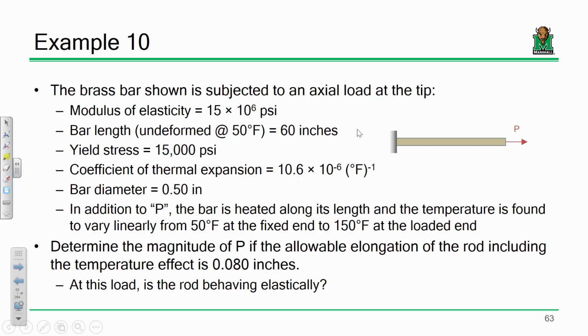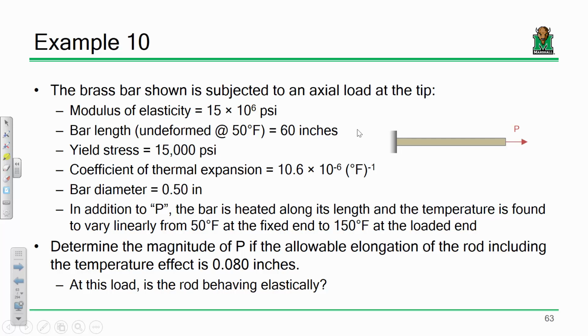Remember, anytime that you ever see a yield stress in a problem, you're usually going to be asked: is the structure performing adequately? What's the factor of safety? Or is it behaving elastically? And we'll look at that here in the end. We have a circular bar, a round bar of brass, and the bar diameter is 1/2 inch, okay? Now we have a load applied at the tip of the bar, some load P. We don't know what P is, we'll figure that out, but we do have a thermal load.